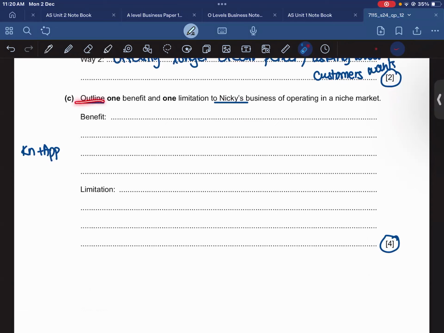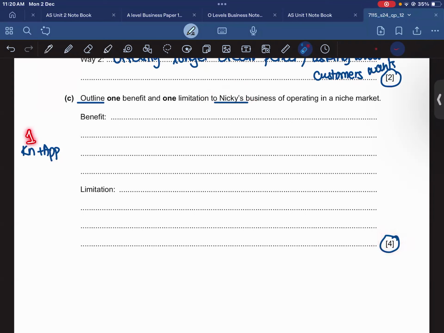And in the 4 mark question, basically, you have the keyword outline, one benefit and one limitation to Nikki's business. Now, Nikki's is the case study that we have in this question, and it has written Nikki's business of operating in a niche market. So, when the case study's name appears in the question, you have to give application in that particular answer because application marks are awarded. So 4 marks are available here.